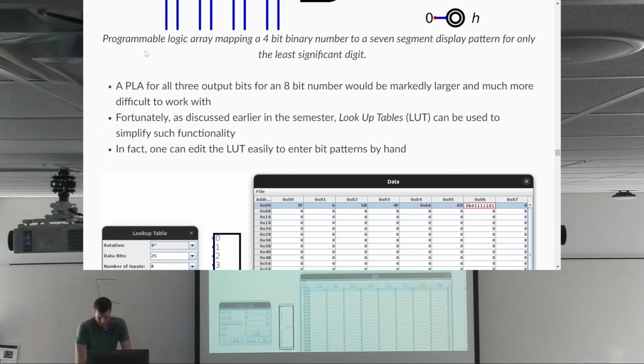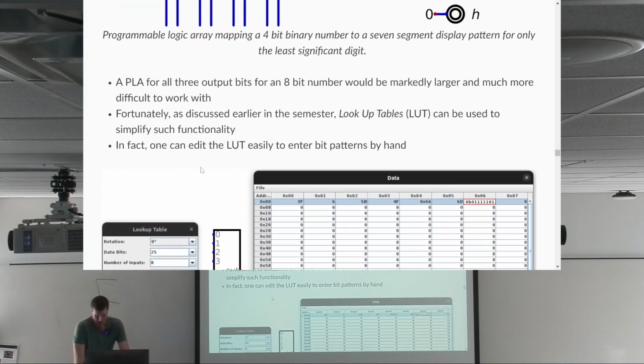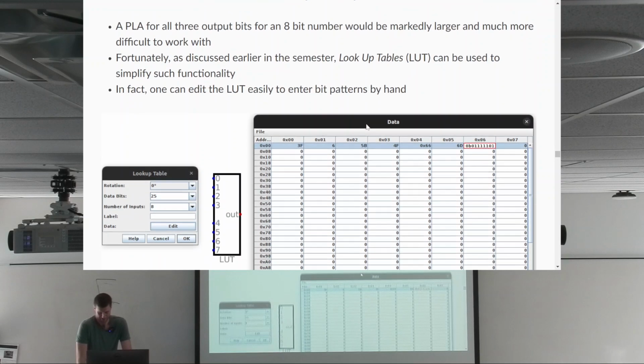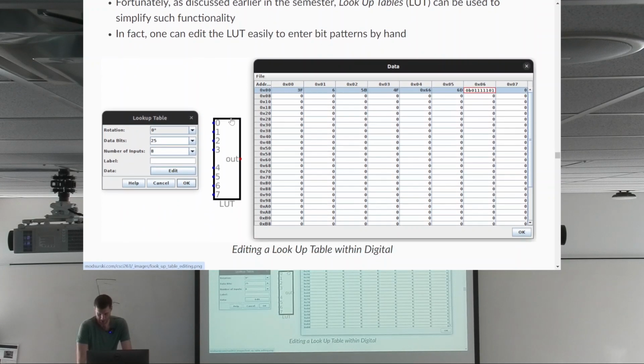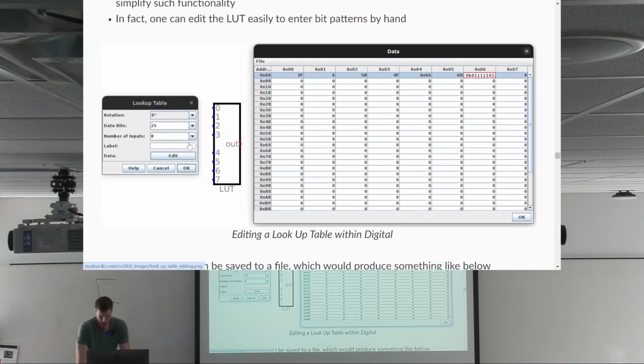What we can do is use a lookup table. In fact, one can edit the lookup table easily to enter bit patterns. So what I need here is a lookup table that has 25 bits output, 8-bit input. That means it'll map 8-bit inputs to 25-bit outputs. How many 8-bit inputs are there? Well, however many there would be with 8 bits. 256, 2 to the power of 8, right? This is exactly what we need.